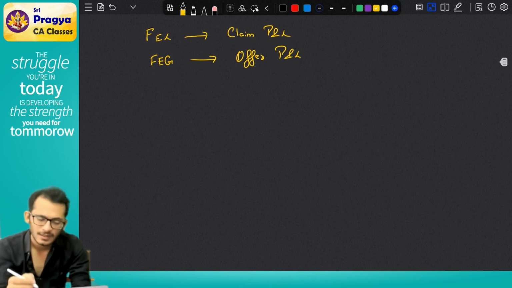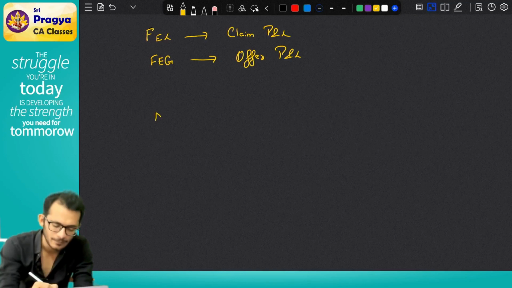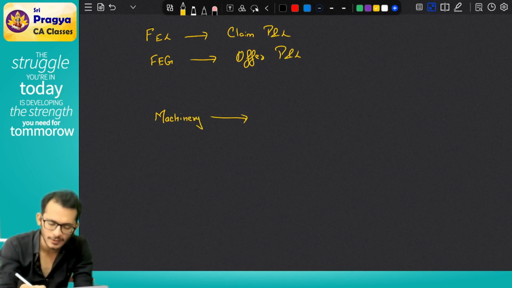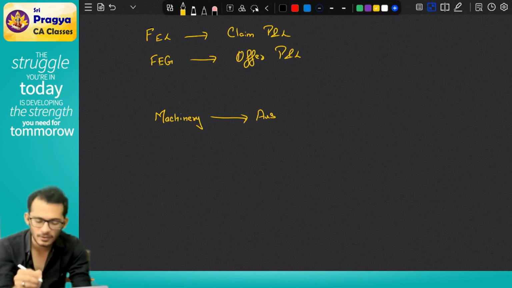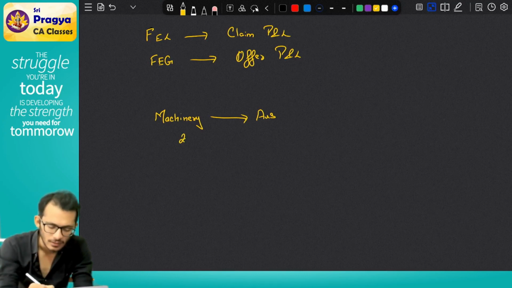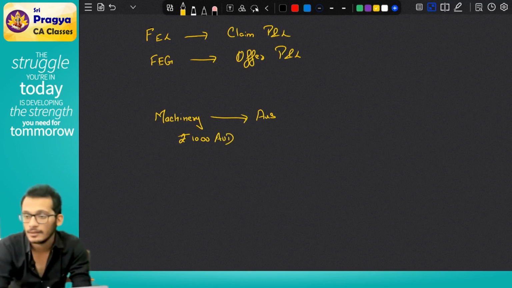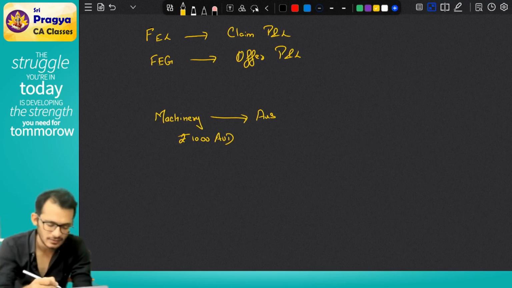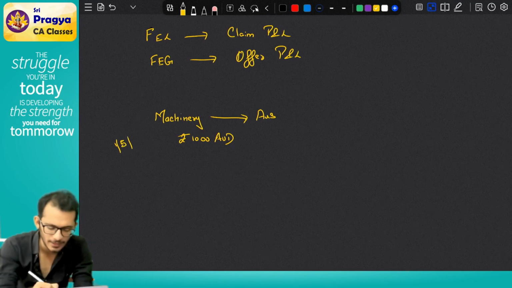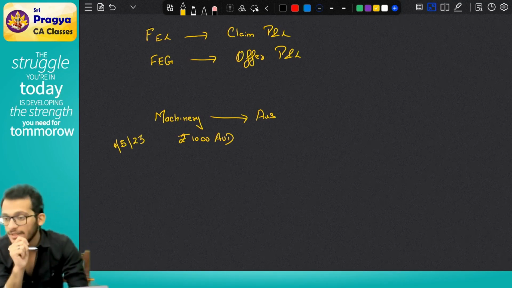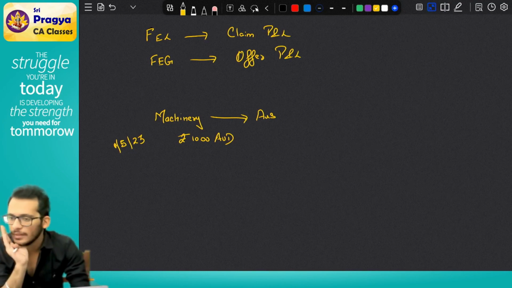I have bought a machinery. This machinery I bought from abroad, let's say Australia. When I bought that machinery from Australia, I got it for 1,000 Australian dollars. This was on 1st May 2023. When I got this machinery, I immediately put it to use.